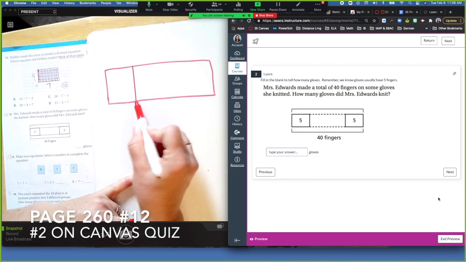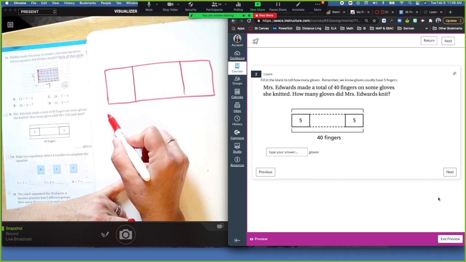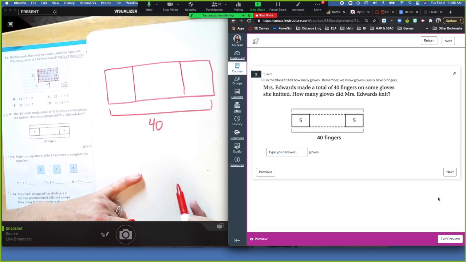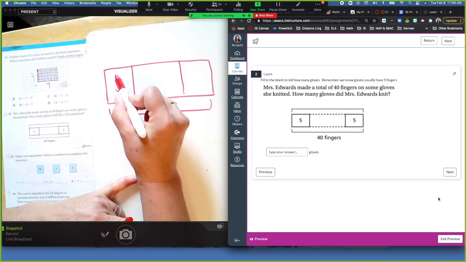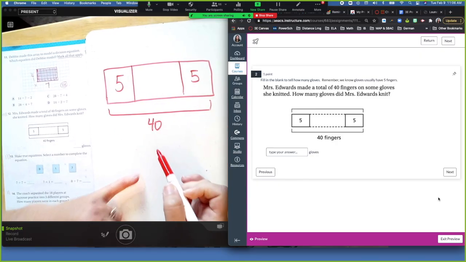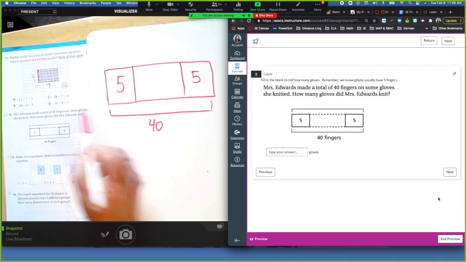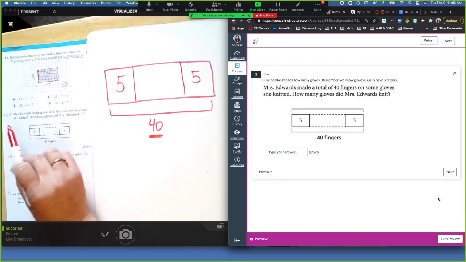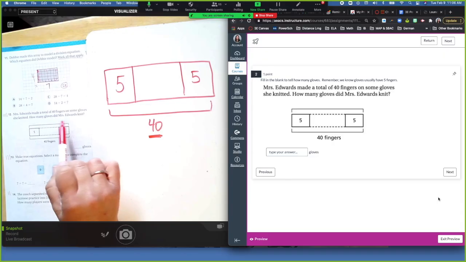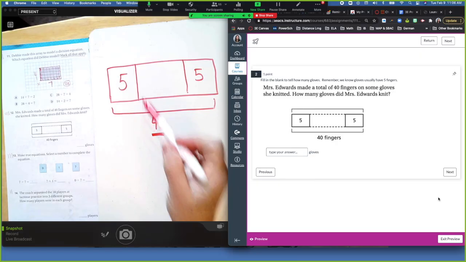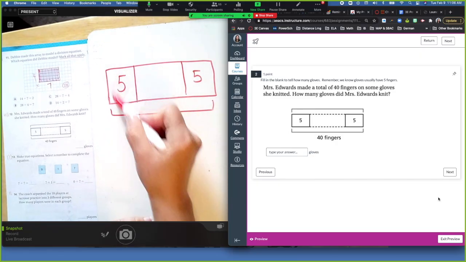So we've got our whole shown here. I'm just going to recreate it so it's a little easier, it is 40, right? And there's 5 and 5 here. So it says Mrs. Edwards made a total of 40 fingers on some gloves. And here's our 40 that she knitted. How many gloves did Mrs. Edwards knit? Now they're assuming we know that there are 5 fingers in each glove. So 5 fingers create 1 glove, right?